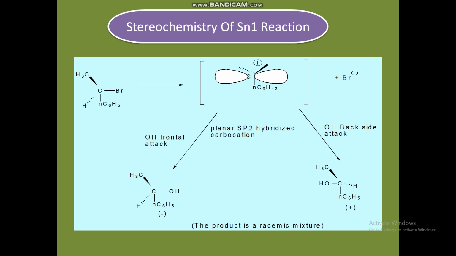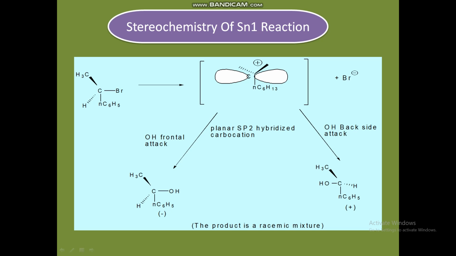The attack of the nucleophile from one face of the carbocation leads to one enantiomer of the product, and attack from the other side gives the other enantiomer. Since the two faces are equivalent, the two enantiomers are formed in equal amounts to give a racemic mixture. So the product is a racemic mixture.